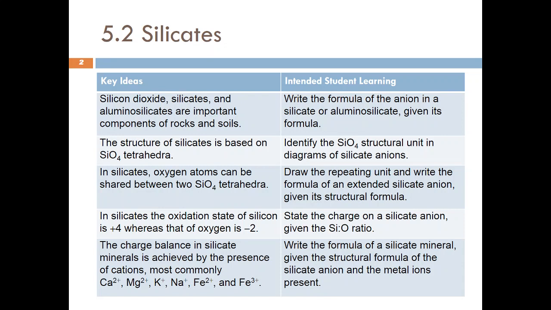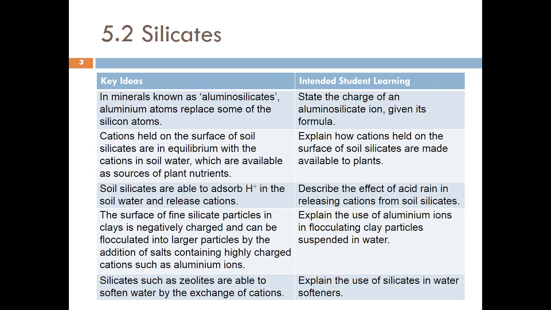Write the formula of a silicate mineral given the structural formula of the silicate ion and the metal ions present. Metal ions can be seen on the left hand side. That was pretty common. As long as you know those charges, you should be able to find out the charge on the anion. On the next slide, state the charge of an aluminum silicate ion given its structural formula. You're just replacing one or two of the silicons with aluminium. That's it.